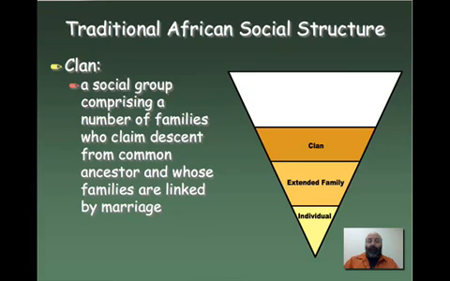They also have clans. That's a social group comprising a number of families who claim descent from a common ancestor and whose families are linked by marriage. So this is really important. What a clan is, maybe 3 or 4 or 10 extended families who are all linked together. But what they're linked together by more than anything else is marriage. It's somebody in one of those families is married to somebody in the other, and that's what contributes to making a clan.